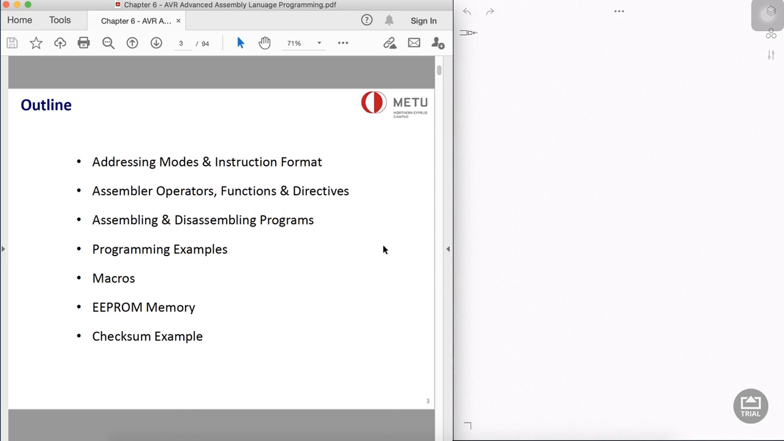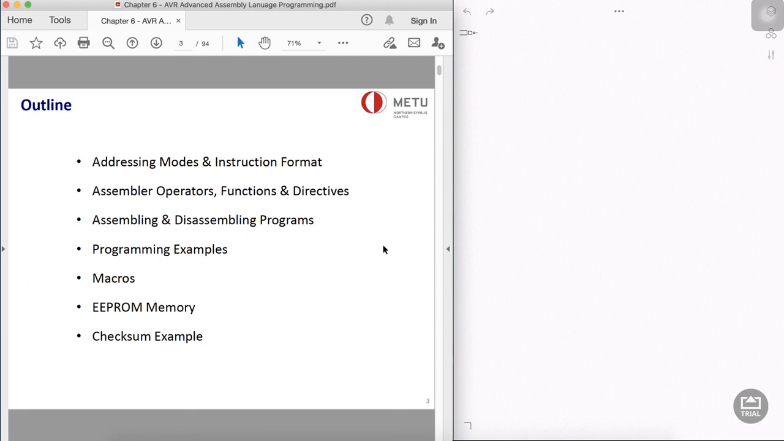So if we start with the addressing modes, the CPU can access data in various ways. This data could be in a register, in a memory, or provided as an immediate value. Now, these various ways of accessing the data are called the addressing modes. And the various addressing modes of a microprocessor are determined when it is designed. So we cannot change that, and therefore they cannot be changed by the programmer.